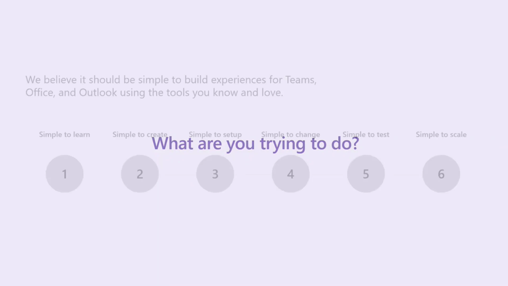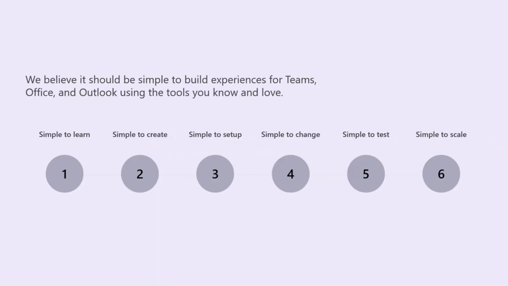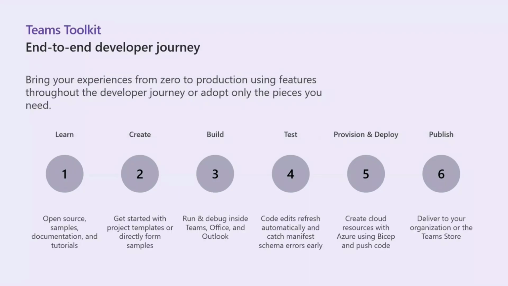And the way we think about that is we really want it to be simple to build for Teams and Office and Outlook, and also use the tools that you know and you love. And so these are the 6 ways that I've broken it down: we want to make it simple to do everything from learning to creating, setup, changing it, testing it, and then if you need it, scaling it. And so that's why we've created the Teams Toolkit to try and solve these 6 buckets.